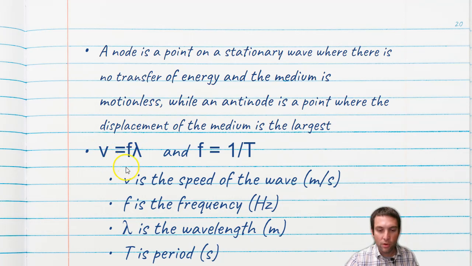So what these equations mean: V is the speed of the wave measured in meters per second. F is the frequency, and the unit for frequency is a hertz, or 1 over a second. And lambda is the wavelength, measured in meters. Capital T is the period, which is measured in seconds.